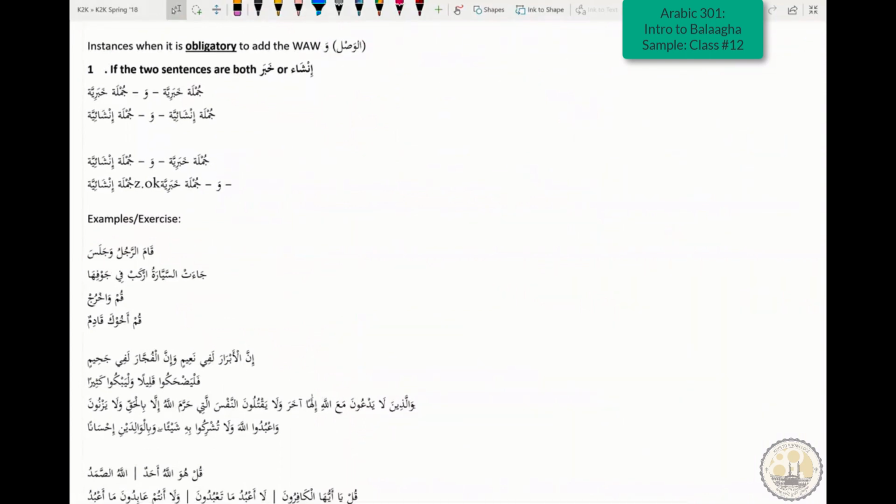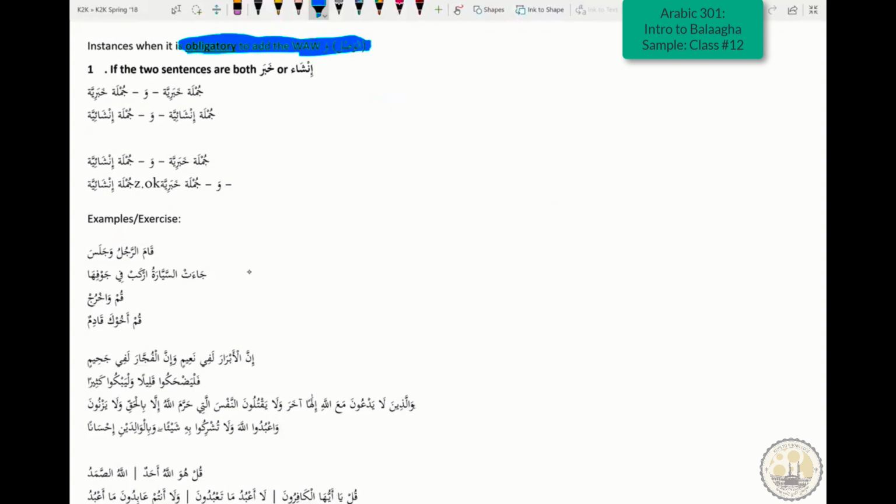First, we're going to deal with those instances where sentences have to be al-wasl, when it is obligatory to add the waw al-atf, and thus becoming al-wasl. And under this category, we'll mention only two different instances.